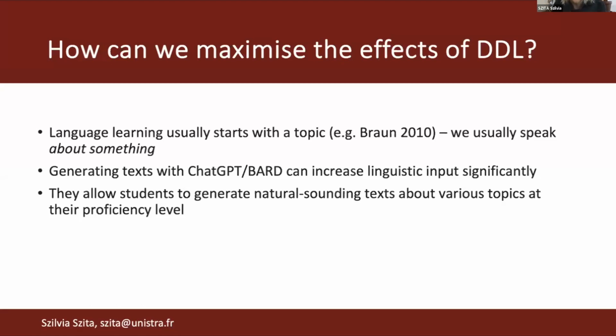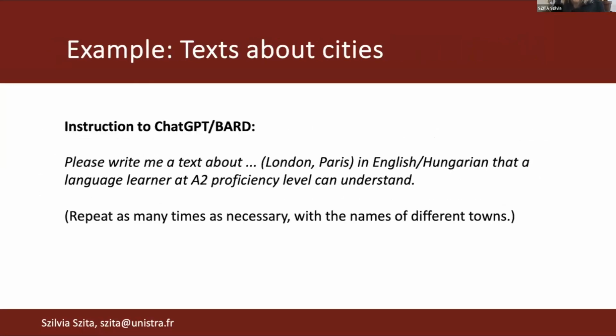I want to propose also that we can use ChatGPT or Bard to increase linguistic input significantly, because you can generate language at the learner's level, and the texts are natural sounding. I must say that for Hungarian, for the time being, it sometimes needs some corrections. But I think that in 2 minutes, or maybe right now while I'm speaking, it's already solved as a problem, since technology evolves so quickly, as Carlos also mentioned at the beginning.